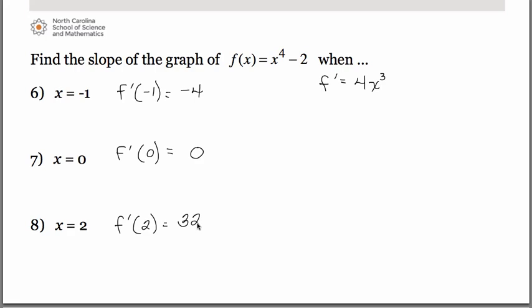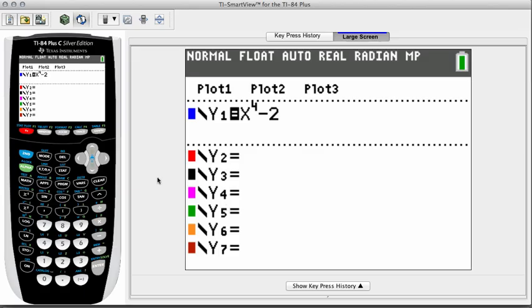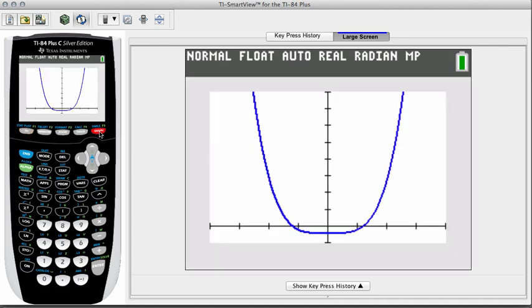So that's telling us that at x equals 2 on the graph of this original function, because we are talking about the graph of the original function, x to the fourth minus 2, that's going to be pretty steep there. So let's go check that out on the graph and see if it actually looks that way. So I have entered in y1, x to the fourth minus 2, and I admit I already played with the graph a little bit to get a nice one for us.